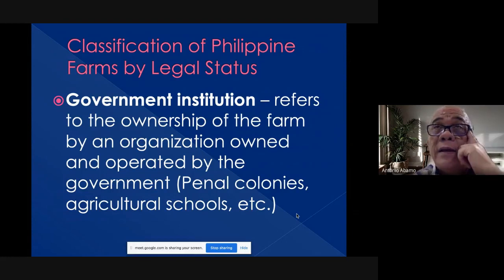There are really viable farming operations that are run by the government, providing the necessary inputs, or even the necessary benefits, for example, for government employees. For example, state colleges and universities have farms in their economic enterprise producing something for the benefit of the employees. There are state universities in Luzon and even in Mindanao that produce rice for the faculty members and workers in the university, selling it at a very cheap price, helping the employees. Or there are other crops planted by government institutions for the benefit of their constituents.